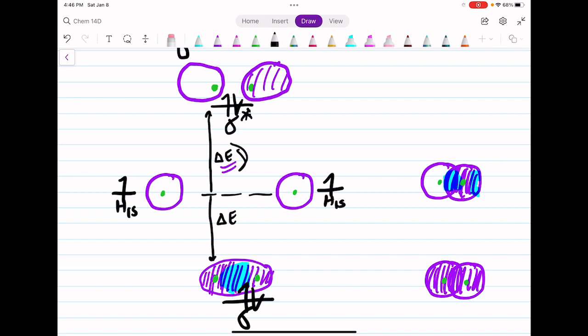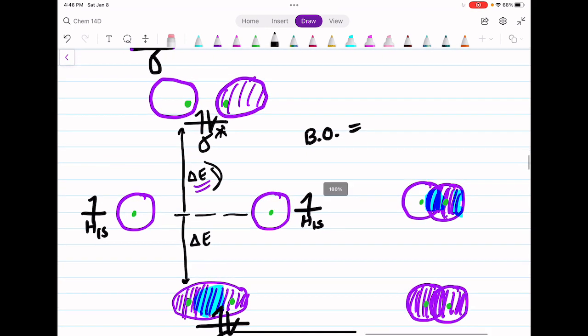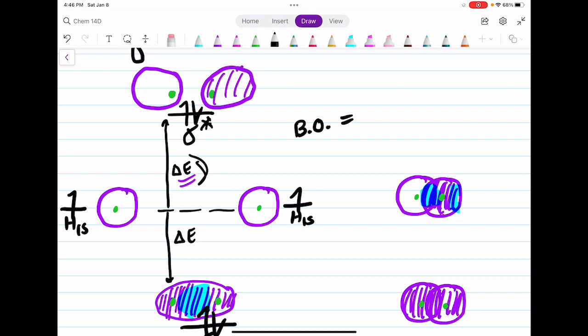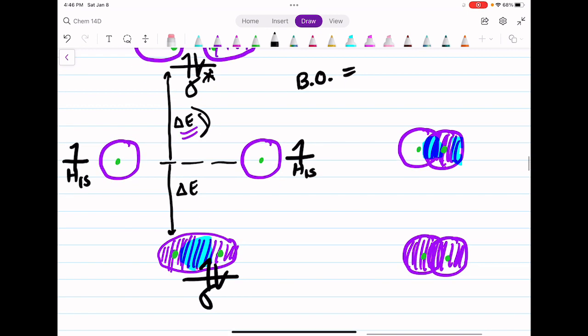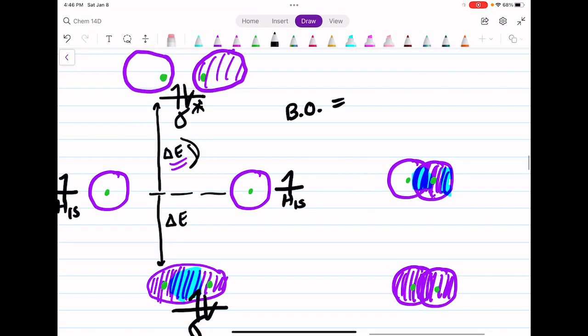So this can be used to calculate bond order, which is just another way of saying single bond, double bond, triple bond. But you don't always get even numbers. You can get a bond order of 1.5 for certain molecules. Not things that we'll look at, but you can get those.